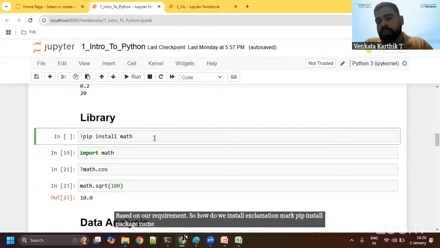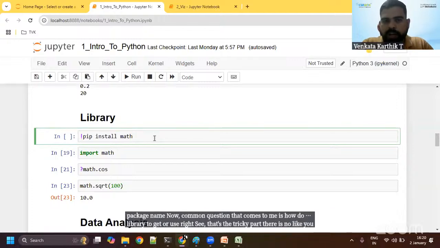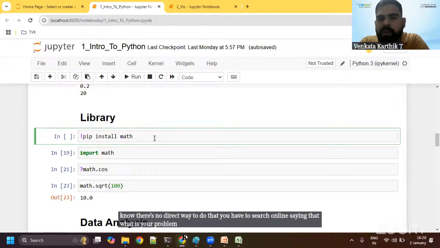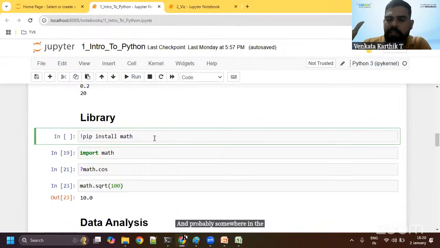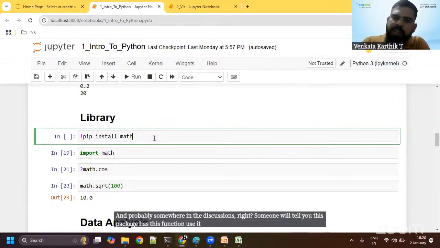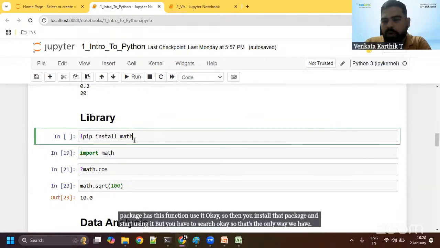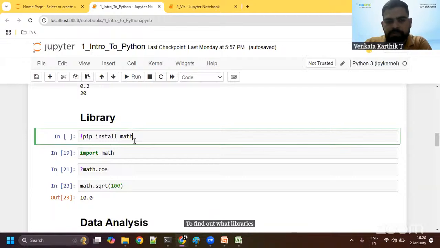Now, common question that comes to me is how do we know which library to get or use, right? See, that's the tricky part. There's no direct way to do that. You have to search online saying what is your problem, and probably somewhere in the discussions, right? Someone will tell you this package has this function, use it. Okay, so then you install that package and start using it. But you have to search. Okay, so that's the only way we have to find out what libraries are available for us.